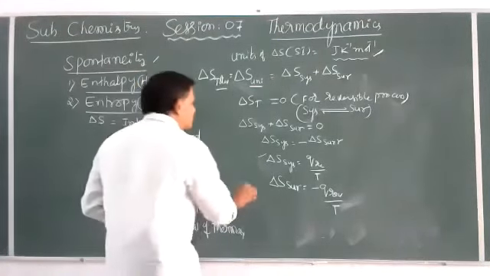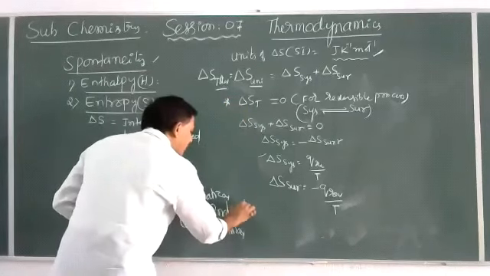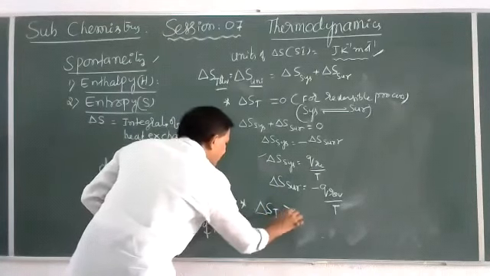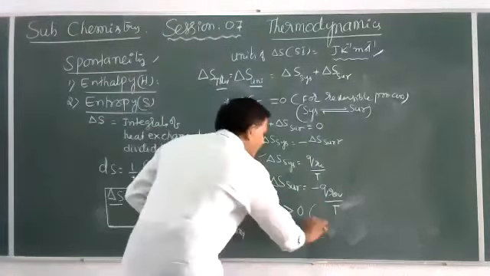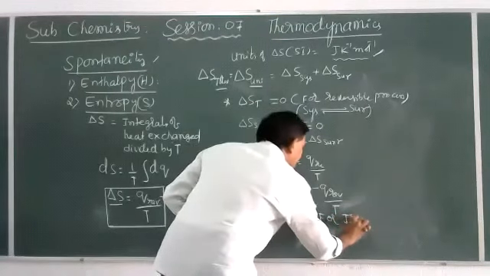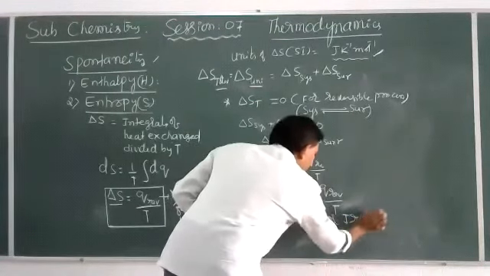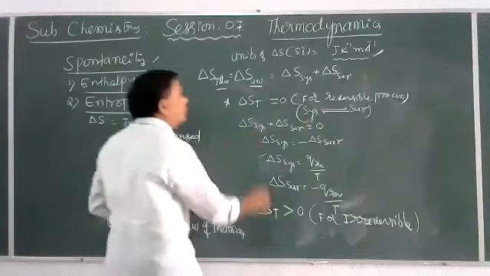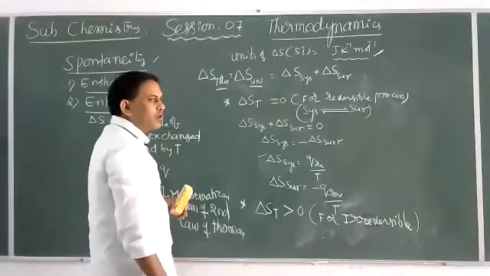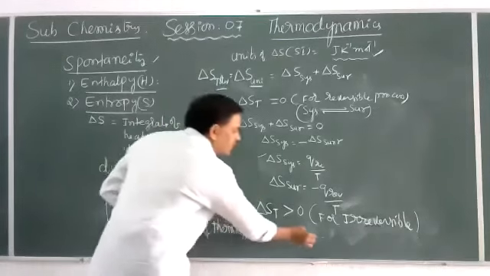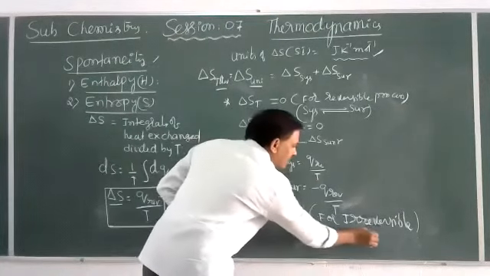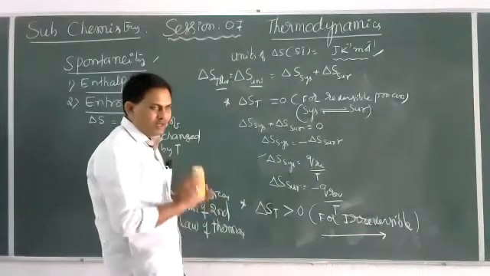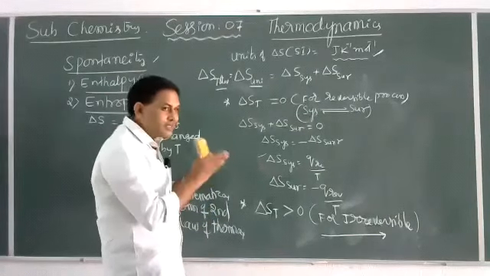For an irreversible process, the second case, delta S total is greater than 0. The total change in entropy of the universe is greater than 0, because irreversible means the process cannot reverse at any instant of time. The system converts into surroundings or surroundings into system in one way only. That's why it goes on increasing.